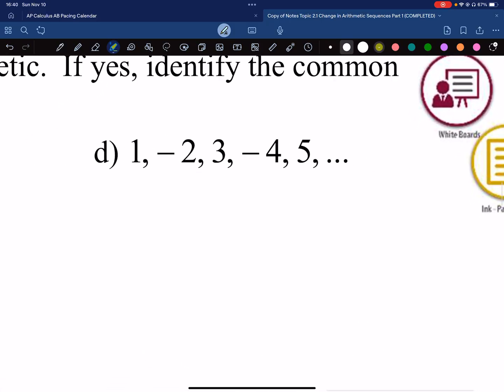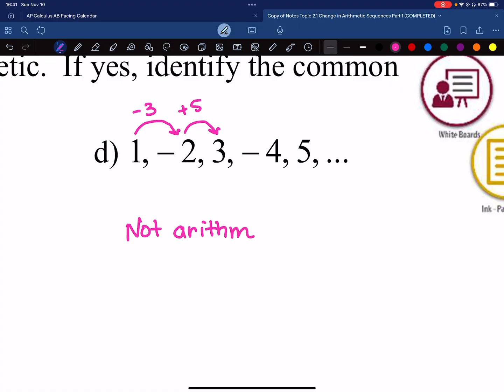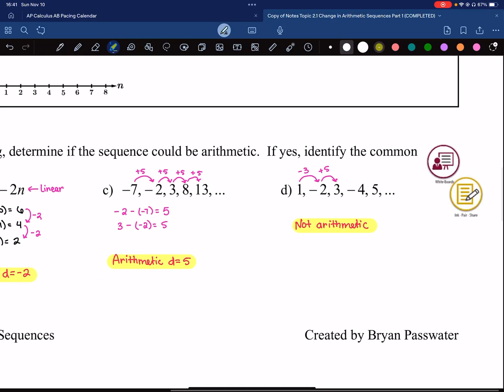Looking at the next one. To go from 1 to negative 2, that would be minus 3. To go from negative 2 to 3, that would be plus 5. So that's enough to tell us that this is not arithmetic. So there is no common difference.